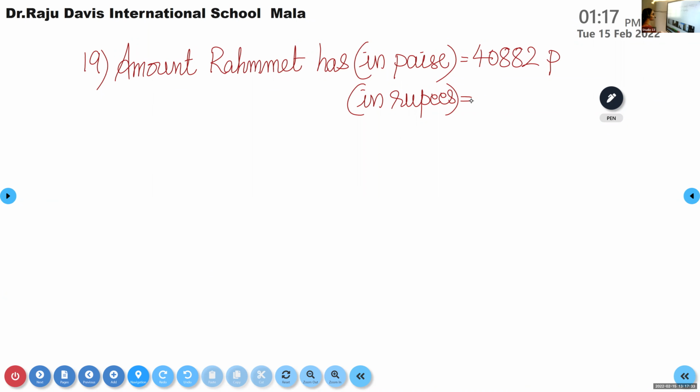Sringa, convert into rupees, dear. It is given in paise. How will you convert into rupees? Ma'am, we can multiply by 100. Rupees to paise, into 100. Paise to rupees? Divided by 100. Just put a point. Okay, ma'am. 408.82 rupees. Yes, 408.82. So amount Rahmat has in paise is 40,882. When you convert into rupees, you just put a point after leaving two digits from the right side.